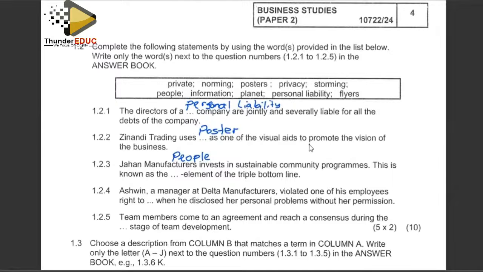Employees' right to dash when it is disclosed her personal problems without her permission. This is nothing but privacy. Privacy? Okay, right. So now let's check 1.2.5. So 1.2.5 reads as follows. Team members come to an agreement and reach a consensus during the dash stage of team development. And this stage is a norming stage. This is norming.